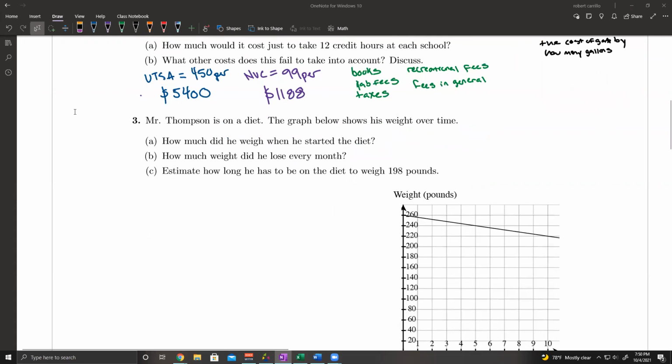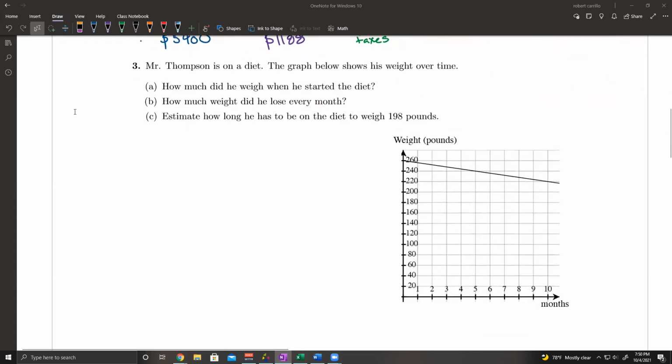Okay, cool. All right, number 3. Mr. Thompson is on a diet. The graph below shows his weight over time. How much did he weigh when he started the diet? How much weight did he lose every month? And estimate how long he has to be on the diet to weigh 198 pounds. Okay. So how much did Mr. Thompson weigh when he started on the diet?